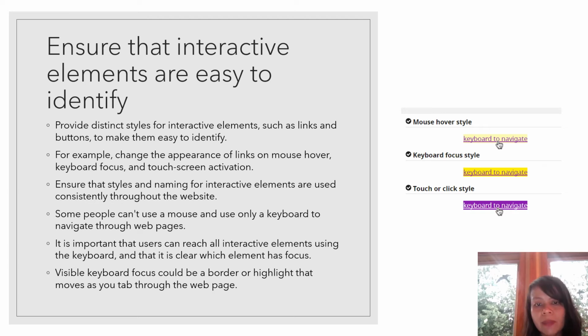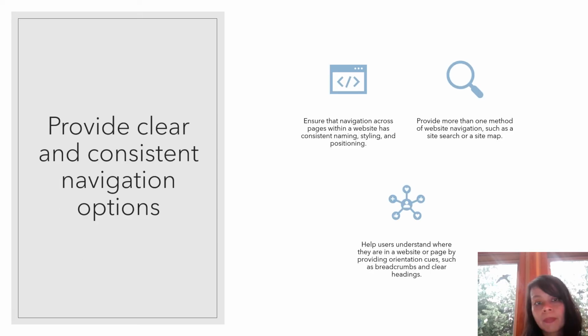Some people can't use a mouse and can only use a keyboard to navigate through web pages. We might not have thought about this. So it's really important that users can reach all the interactive elements using the keyboard, and it's clear which element has focus. So they need to know which one they have tabbed to using their keyboard, right? So visible keyboard focus could be a border or a highlight that moves as you tab through the web page, okay? So you have to make sure that you design that in.